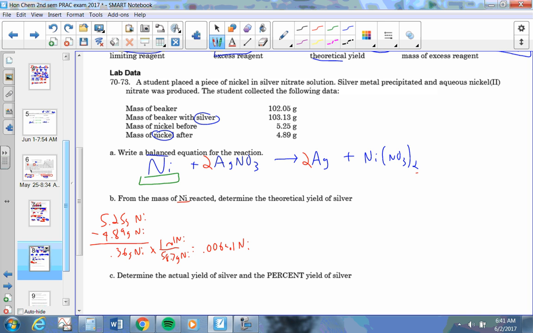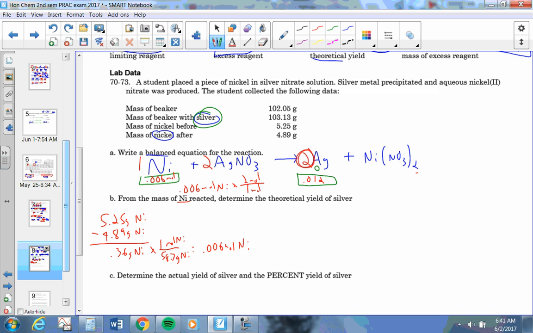Nickel. What do I want to know? Looks like silver. So the only 2 important boxes are going to be, actually there's 0 to begin with. Those are the only 2 important boxes. How much nickel did I start with? 0.006 moles. Check the recipe. 1 mole of this will make 2 moles of that. It's a 2 to 1 ratio. So 0.006 moles of nickel times 2 moles comes from 1 mole equals 0.012 moles.